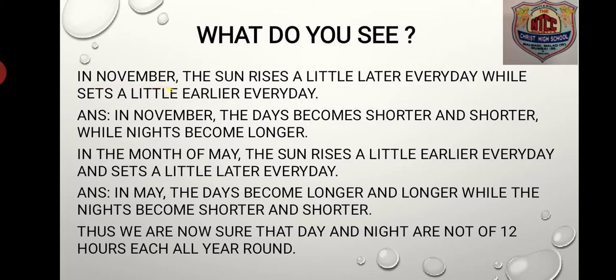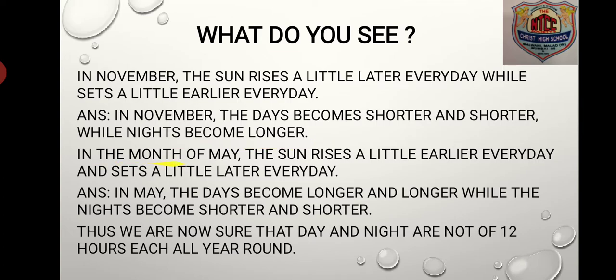In November, the sun rises a little later every day. So students, you should remember this. In November, the sun rises later while it sets a little earlier every day. Means it will rise later and set earlier, right? So the daytime will be shorter, है ना? Daytime will be shorter. मतलब the sun will come late and go early, है ना? So the day will be shorter. So see this. In November, the day becomes shorter and shorter while nights become longer.